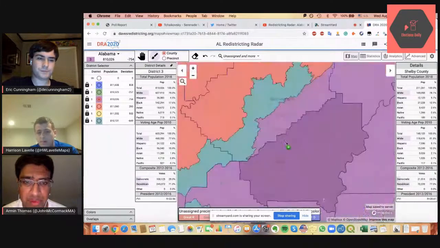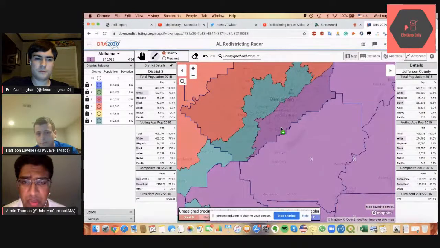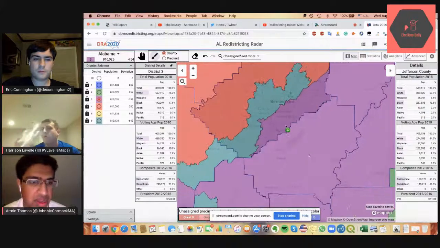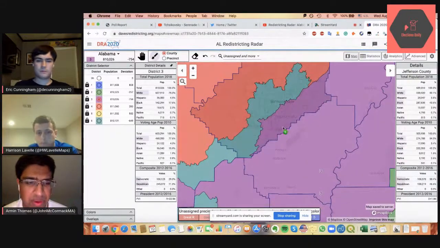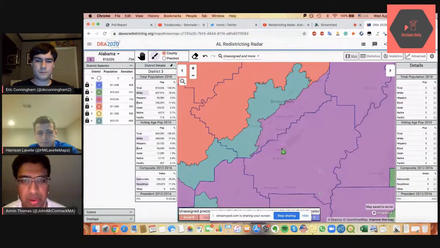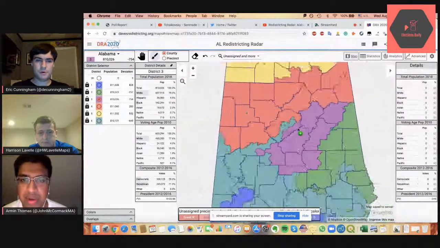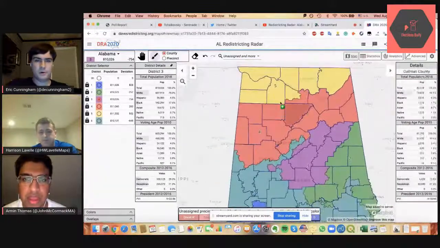Gary Palmer lives in Hoover, which is right over here. He'd have absolutely no problem holding the seat. It's trending leftwards somewhat, but the trend is really slow, and it is still R plus 23. So he is not going to be in any danger for a very long time.